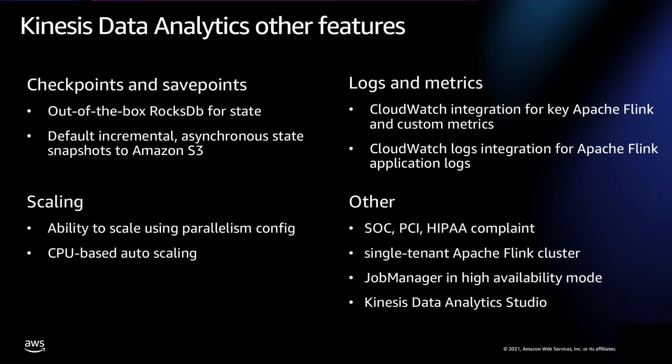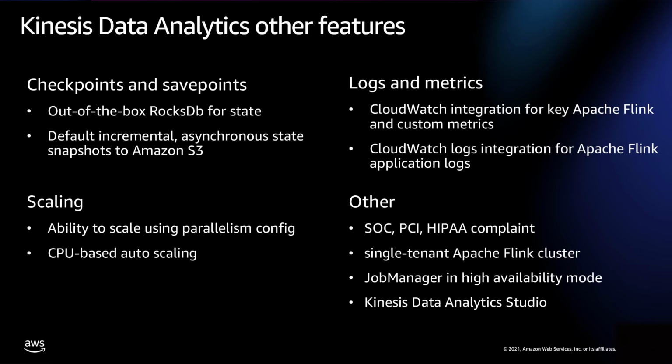So with that quick overview of Amazon MSK and Kinesis Data Streams, let's switch back to our original discussion on Kinesis Data Analytics. To summarize the feature set of Kinesis Data Analytics for Apache Flink, it stores transient data in a state backend. It uses the RocksDB state backend for that. And then asynchronously takes state snapshots in Amazon S3.